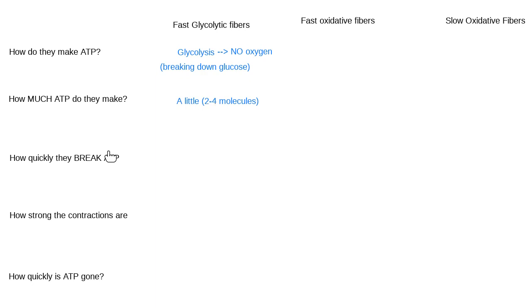Before we move on to some of these other questions, let's quickly bounce over to my other fibers that have the word oxidative in their name. These oxidative fibers, how did they make their ATP? How do oxidative fibers make their ATP? Yep, so they've got to have oxygen. And what's the process that uses that oxygen?